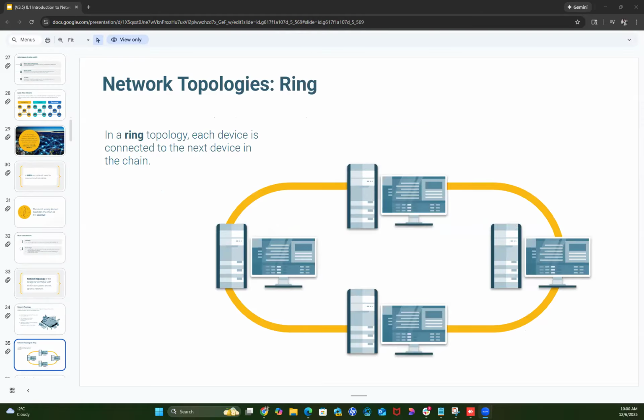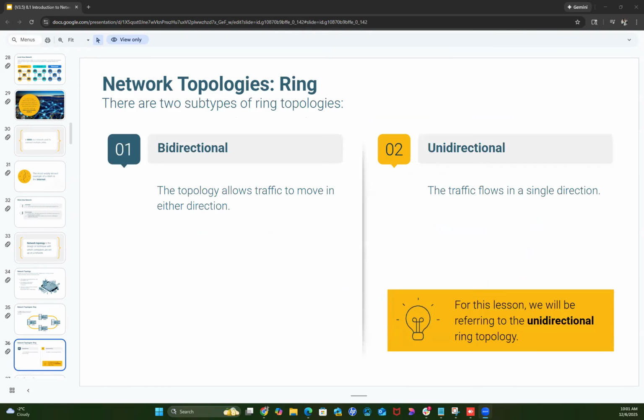Number one topology, this is the ring topology. In a ring topology, each device is connected to the next device in the chain. There are two subtypes of the ring topology. One is bidirectional and another is unidirectional. What is bidirectional? The topology allows traffic to move in either direction. And unidirectional, in which the traffic flows in a single direction. This lesson will refer to the unidirectional ring topology.